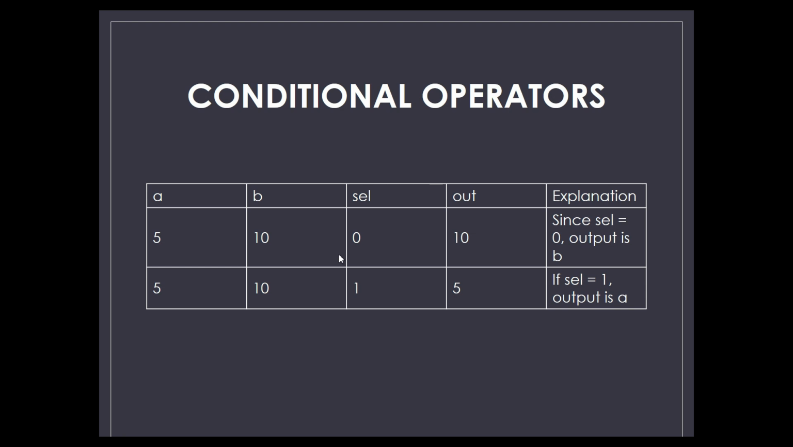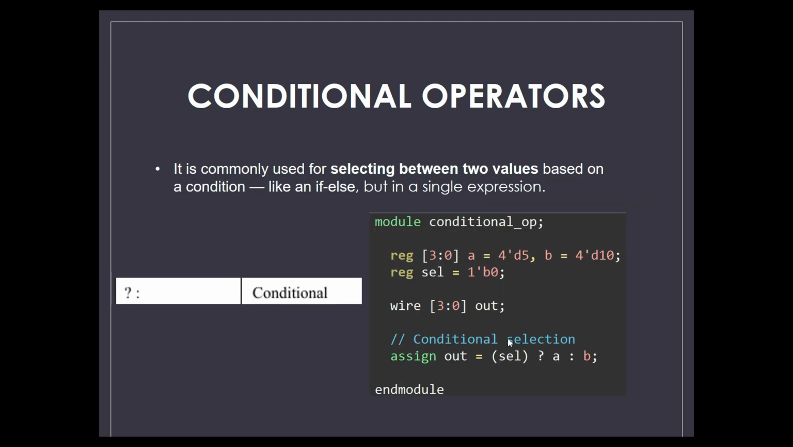As I mentioned earlier, if the value of select is 0, then out will be 10. And if the value of select is 1, out will be 5. It may seem simple right now, but conditional operator helps us to select between multiple outputs, which has to be assigned based on some condition. It's just like writing an if else, but not using an if else statement.